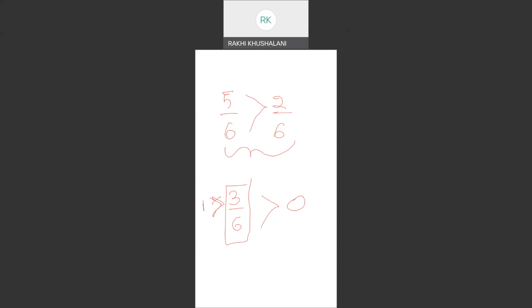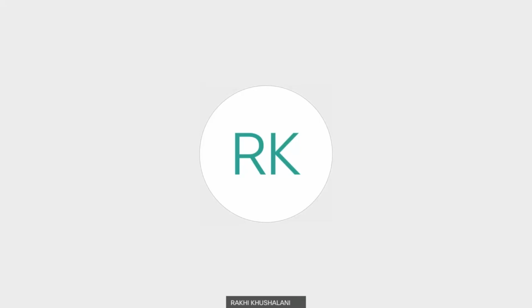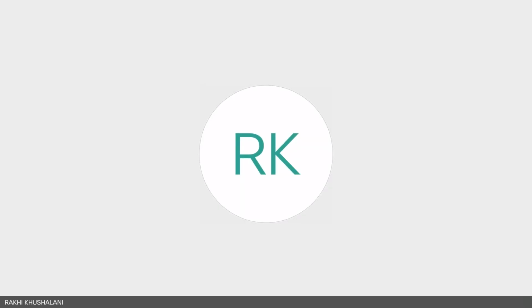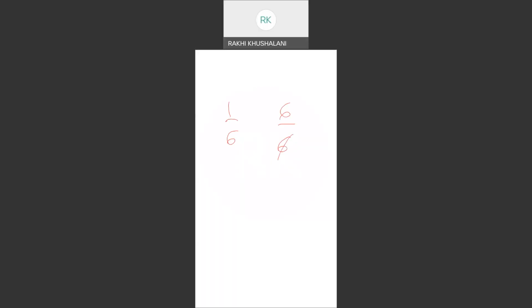जो fraction होता है वो 0 और 1 के बीच में आता है. Proper fraction. Okay. Then we go compare the fractions. Sorry, the another one is 1 by 6 and 6 by 6. Obviously 6 by 6 is going to make 1, so this actually becomes 1. So obviously between 1 by 6 and 1, 1 is greater.